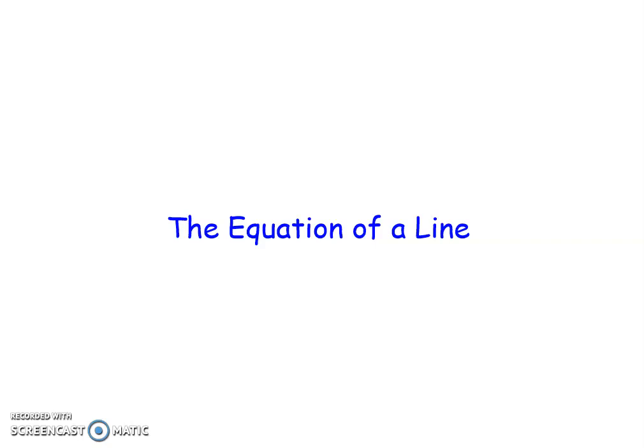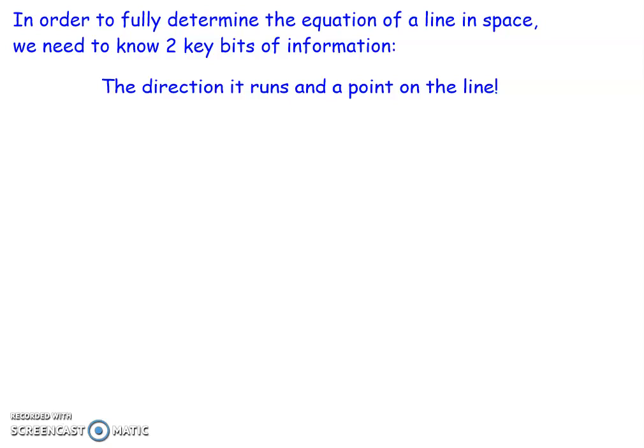So we have to start looking at how we can define a line in this three-dimensional system such that we're able to use it in some of our calculations relating lines to planes. Now, when it comes to calculating the equation of a line, there's two key bits of information that we need to know every single time in order to be able to do that. Those two key bits of information are firstly the direction the line runs, and then secondly a point somewhere on that line.